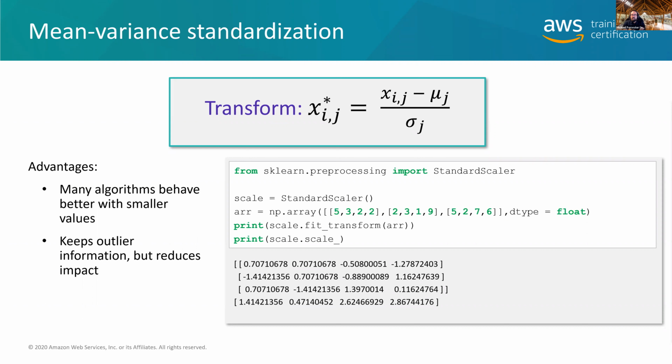So when you run something through this transform, your features are going to be on the same scale with a mean of 0 and a standard deviation of 1. So the optimization algorithm for any machine learning method is going to be more likely to converge because there's less of a range. It will still keep the outliers, but it's going to reduce the impact of those outliers significantly.